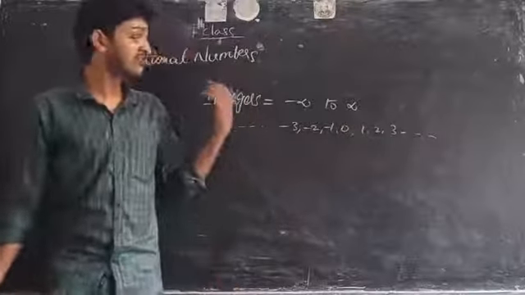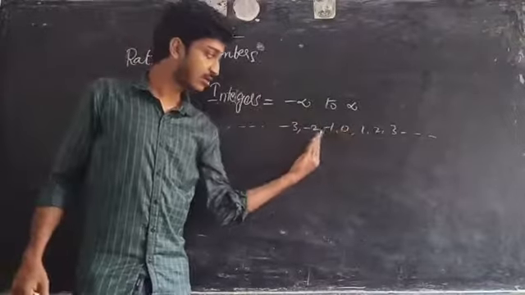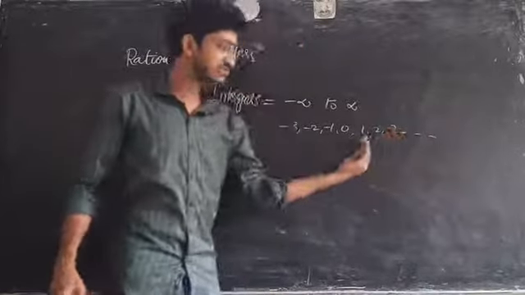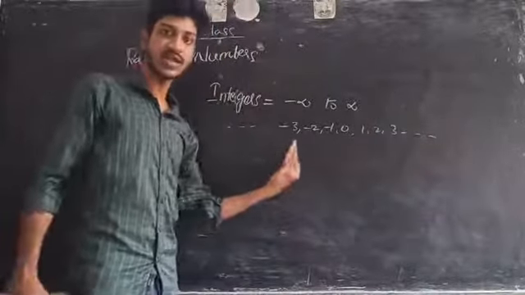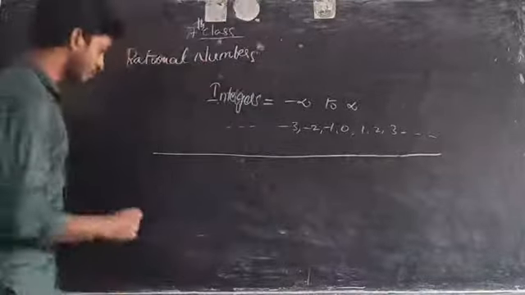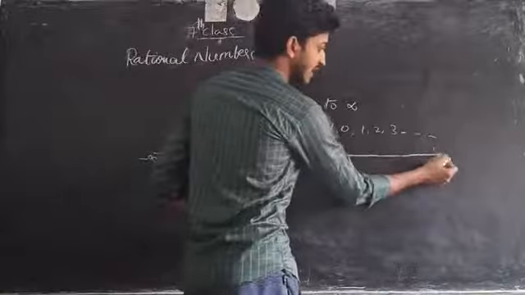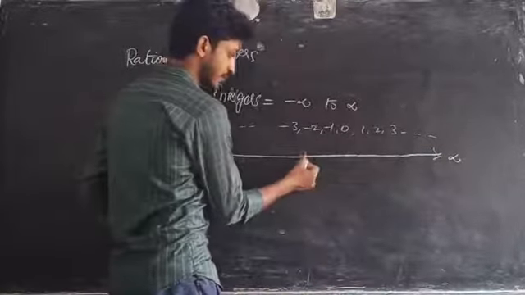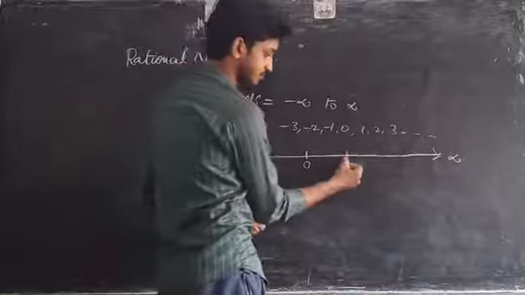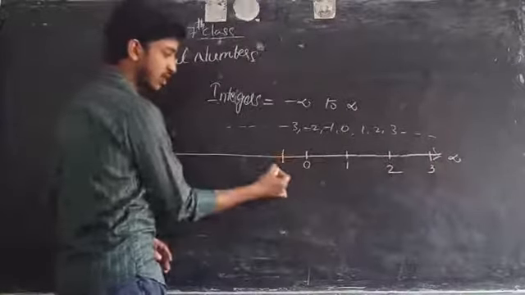Like that, we have fractions. The fractions on the right side of 0 are called positive fraction numbers, and the numbers on the left side of 0 are called negative fraction numbers. Let's see. This is a number line. Number line means numbers on a line, it contains only numbers. The central number is 0, and the numbers on the right side of 0 are called positive numbers, and the numbers on the left side of 0 are called negative numbers.